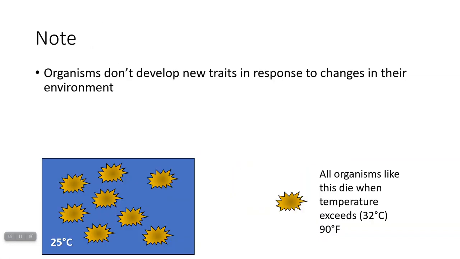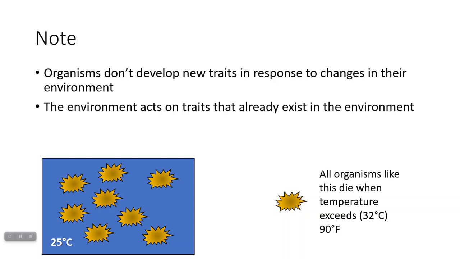A note, organisms don't develop new traits in response to changes in their environment. It's not like these organisms are sitting in an environment, the environment changes, and then the organisms think, oh my goodness, something's going to kill me. I better develop this new trait so I can adapt. No, natural selection acts on traits that are already there. So they have to already be in the population.